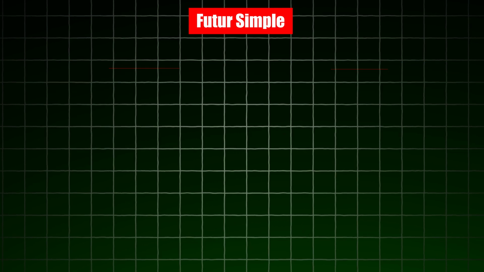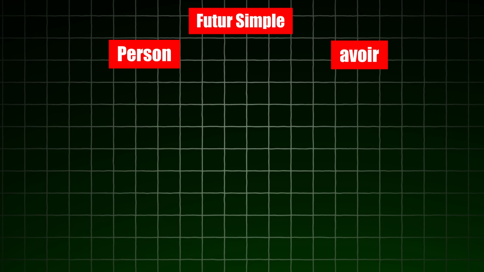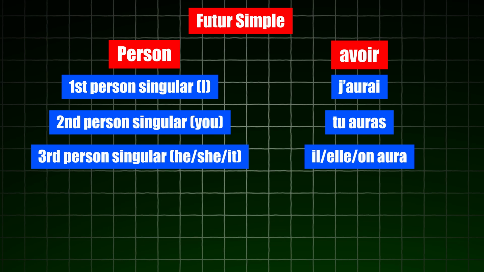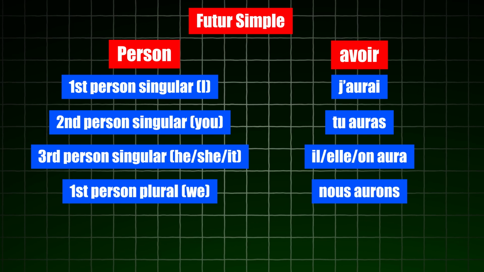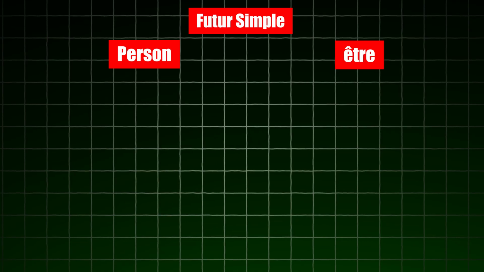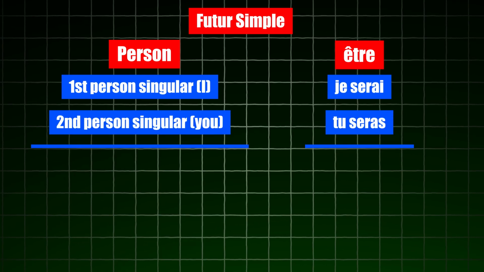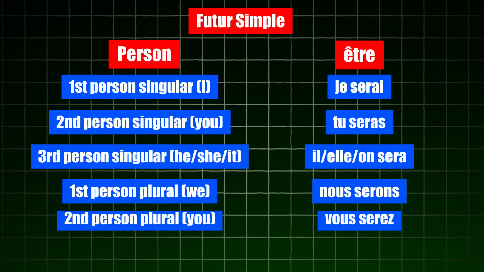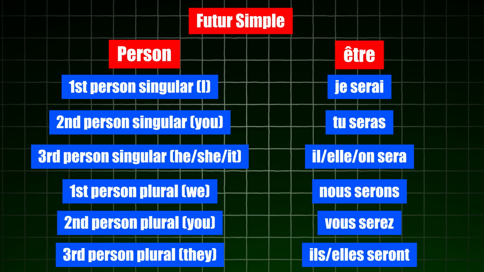For example, for the verb avoir, there it goes. J'aurai, tu auras, il aura, elle aura, on aura. Nous aurons, vous aurez, ils auront, elles auront. For the verb être, je serai, tu seras, il sera, elle sera, on sera. Nous serons, vous serez, ils seront, elles seront.